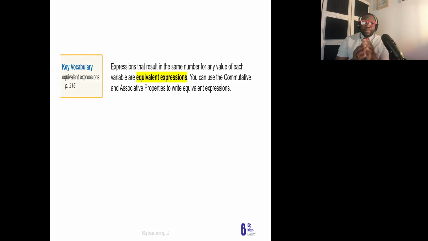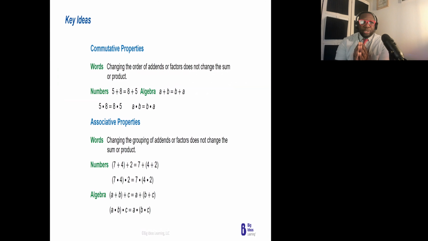Let's see what I mean. As we were saying, commutative property: changing the order of the addends or the factors doesn't change the sum or the product. In associative property, we can use grouping symbols around the addends or the factors. And again, it doesn't change the sum or the product of that expression.